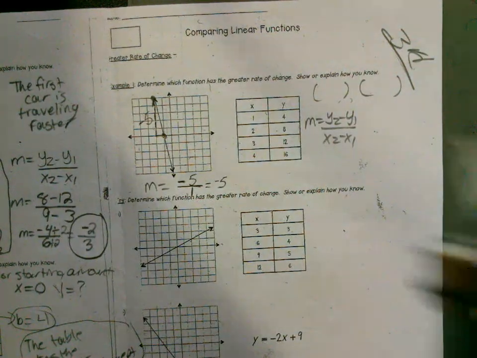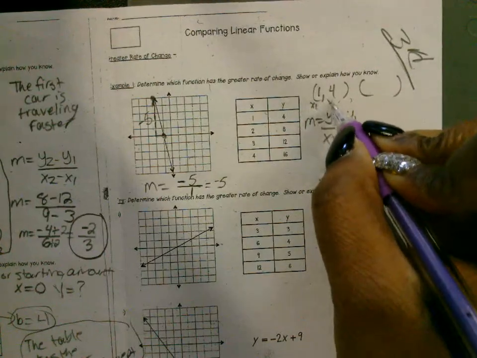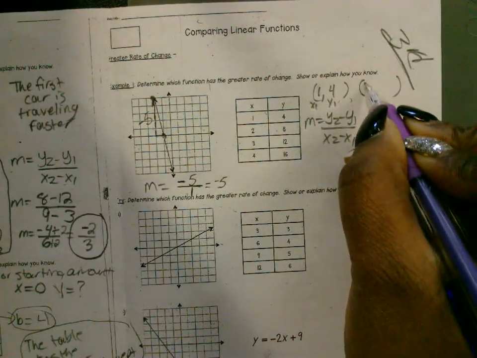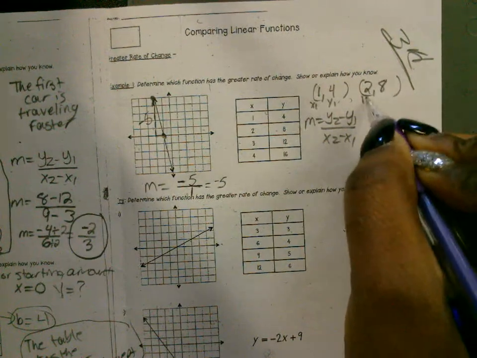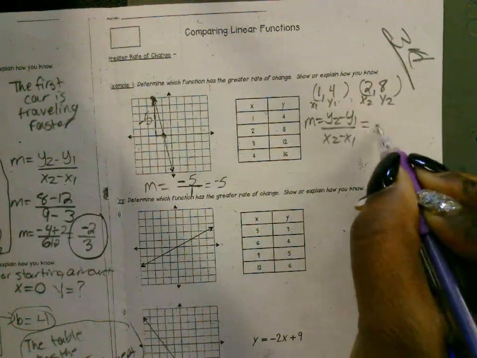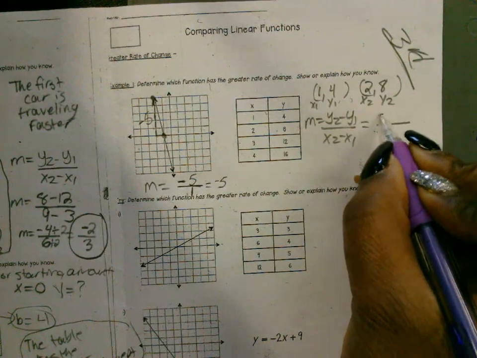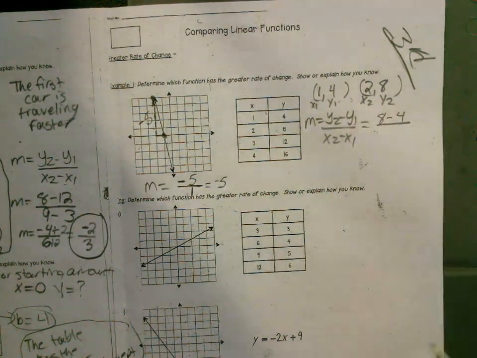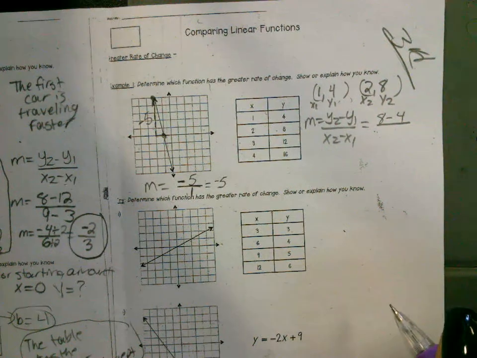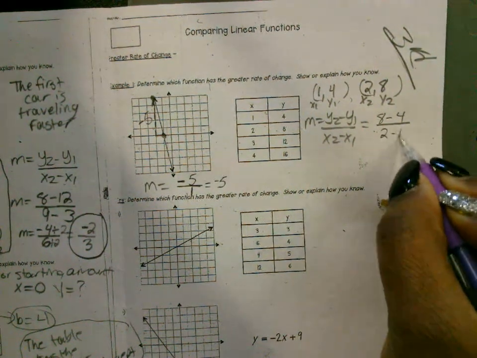So I'm going to choose the first 2 points, 1 and 4, x1, y1, x2, y2. First point, second point. Now I'm going to substitute the numbers. What am I going to put on the top? 8 and 4. 8 minus 4. Minus is a part of the formula. What are we going to put on the bottom? 2 minus 1. Good job.